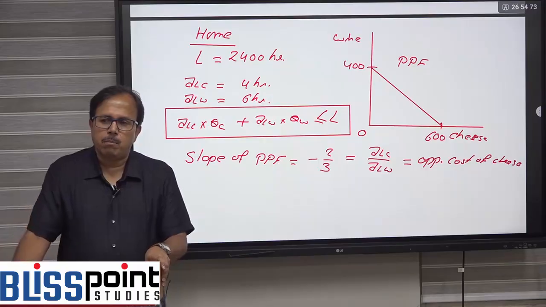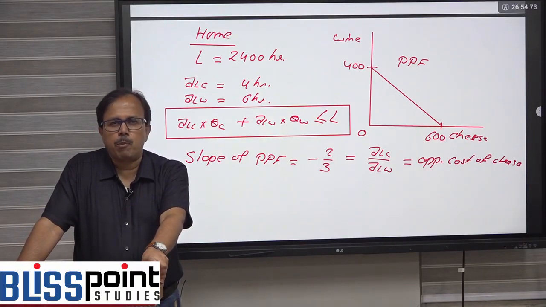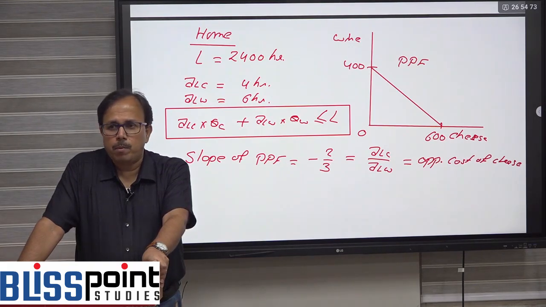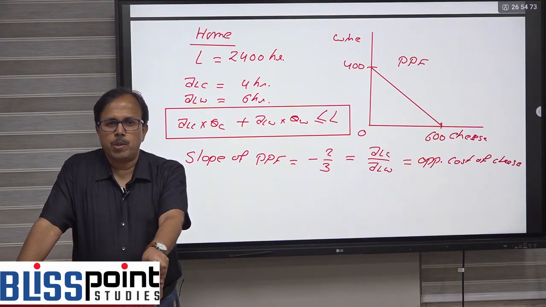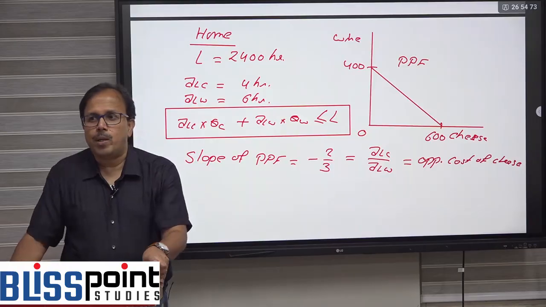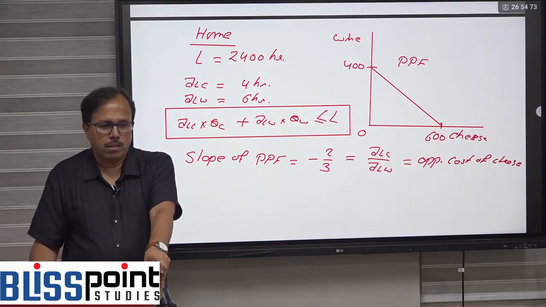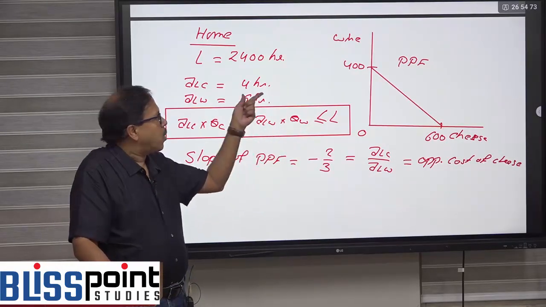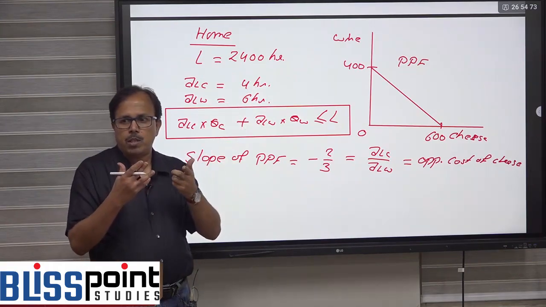Can you interpret this number? What does opportunity cost of cheese 2/3 mean? It means that to produce one extra unit of cheese, we have to give up 2/3 unit. Opportunity cost is 2/3, not 3/2. So in order to produce one extra unit of cheese, we have to give up 2/3 unit of wine, because to produce 1 unit of cheese you require how much time? 4 hours. So just think, what is the opportunity cost of those 4 hours?